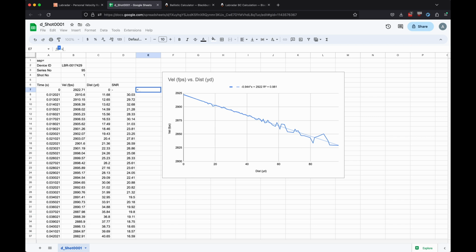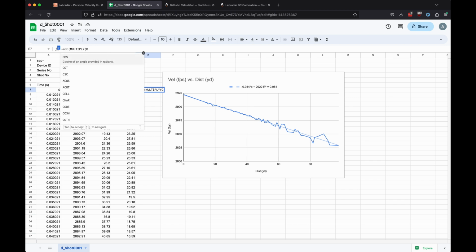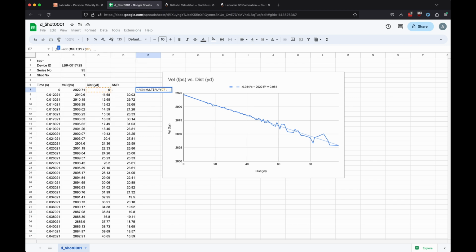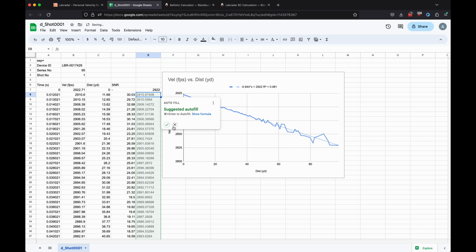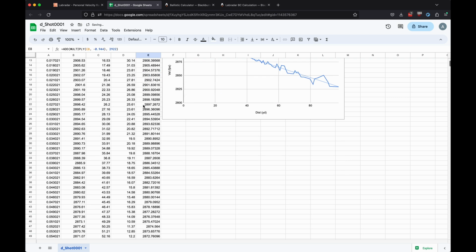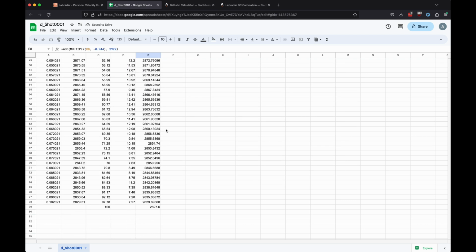I'm going to say it equals, we're going to add, multiply, and we want to multiply C7, which is distance, by negative 0.944. We want to add 2922. And we'll go and autofill that. If we come down, we're going to see it gives us an ending velocity.